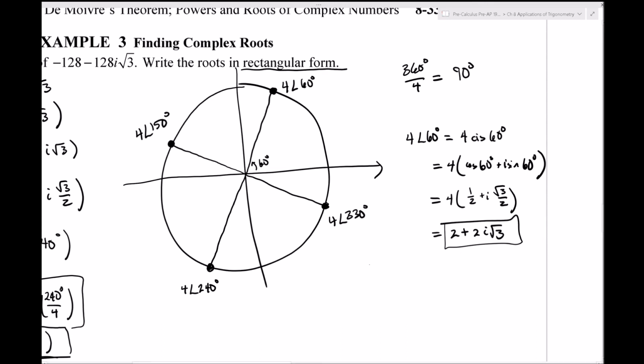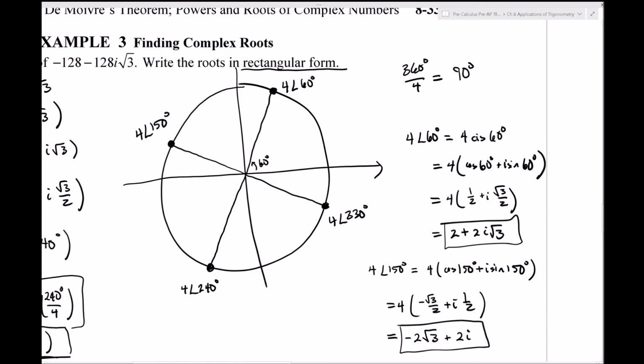Next one. 4, 150. So that's going to be 4 cosine 150 plus I sine 150. Unit circle. Cosine and sine of 150. So it's 4 negative square root of 3 over 2 plus I times 1/2. Negative 2 square root of 3 plus 2I.